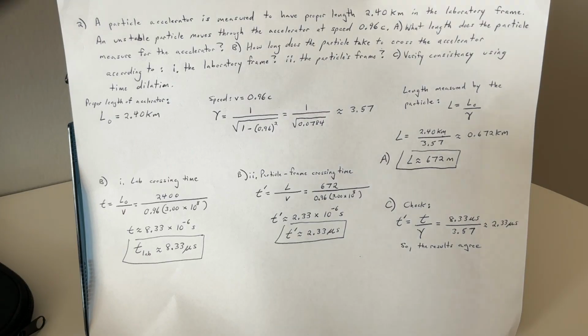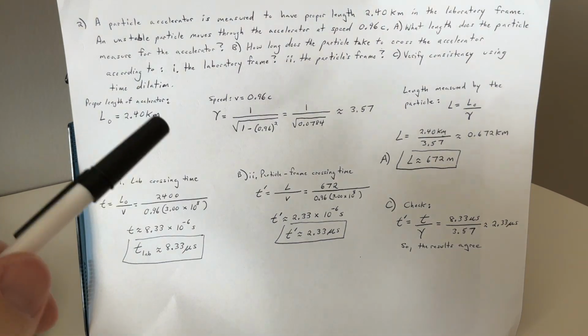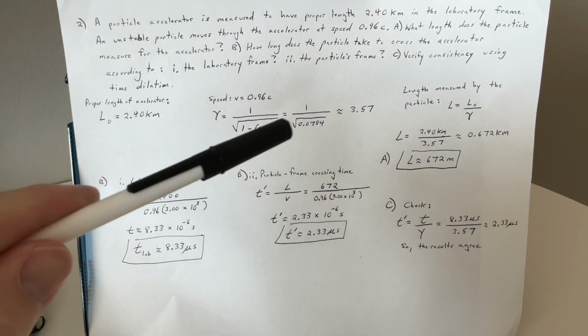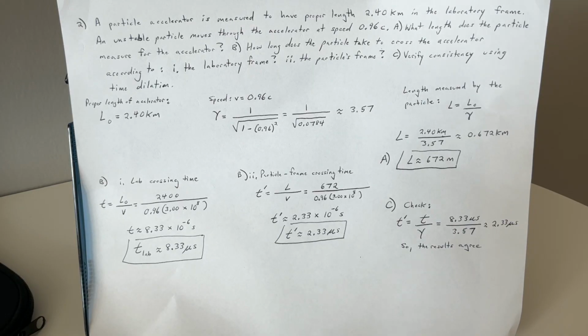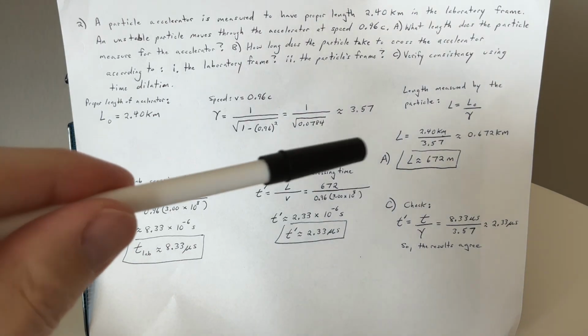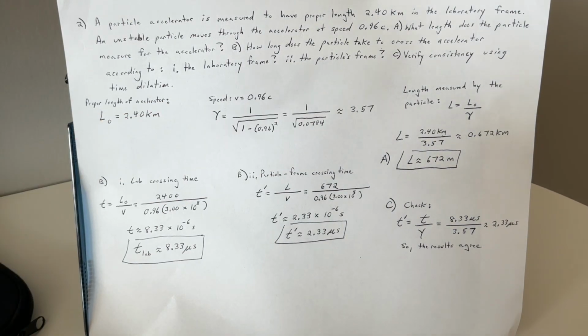Our speed is v equals 0.96 c. We want to get our Lorentz factor. We set that up and we get 3.57. Our length measured by the particle is L equals L naught over the Lorentz factor. So that's just going to be 2.4 kilometers over 3.57. You wind up with 0.672 kilometers, which converted to meters is 672 meters. So that takes care of letter A.